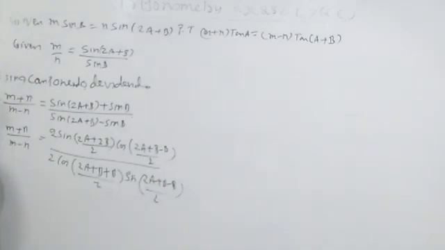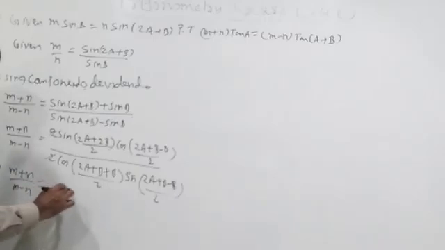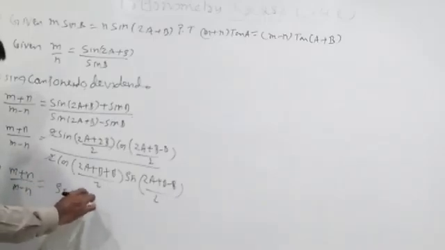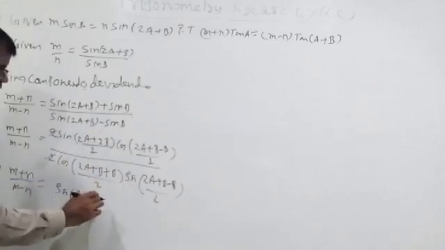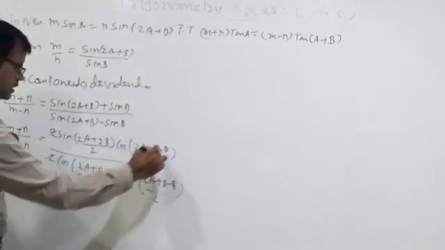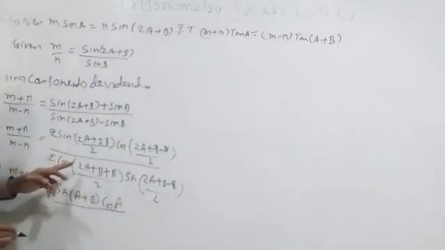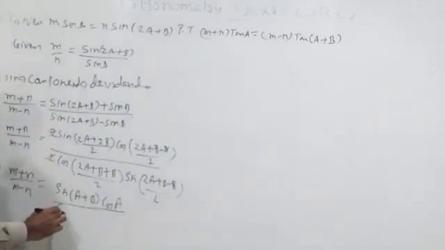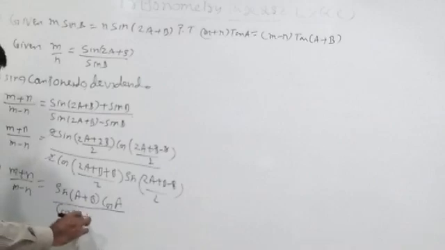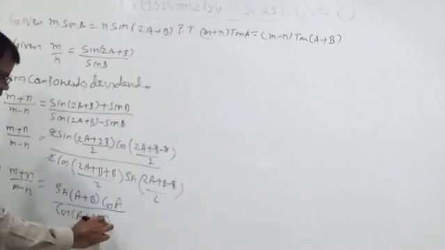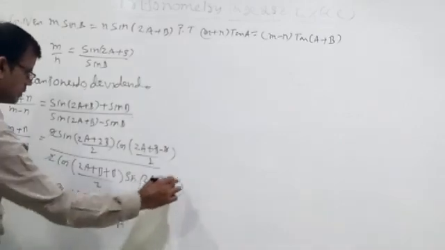That implies m plus n by m minus n is equal to, here 2 and 2 get cancelled. You can write this as sin of (a plus b), because the 2 gets cancelled by taking common, and b and b get cancelled, 2a by 2 becomes cos a. In the similar way, you can write here cos of (a plus b) into sin a, where b and b get cancelled.